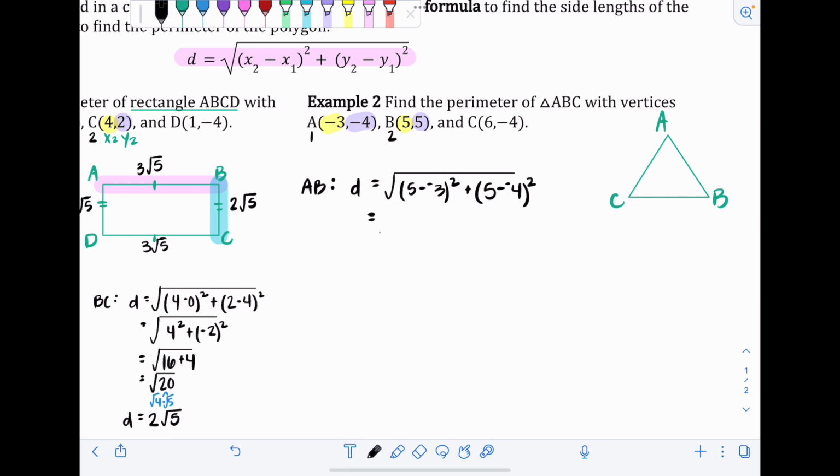And then we'll subtract inside the parentheses. We have some double negatives though, so any double negative turns into a plus. So that's 5 plus 3, so 8 squared. And then 5 plus 4, so 9 squared. And then we'll square each one. So remember, you have to square each, you can't add them together and then square after. So 8 squared is 64, and then plus 9 squared is 81. And then we'll do 64 plus 81 to get 145.